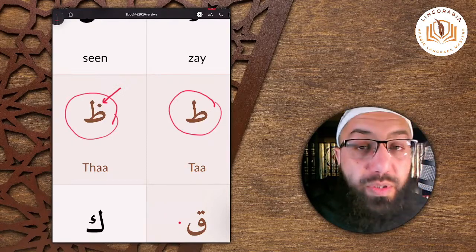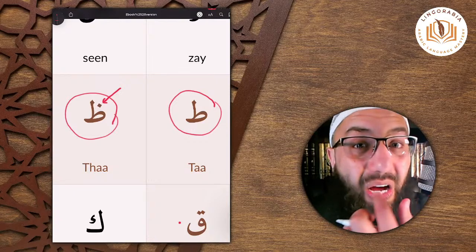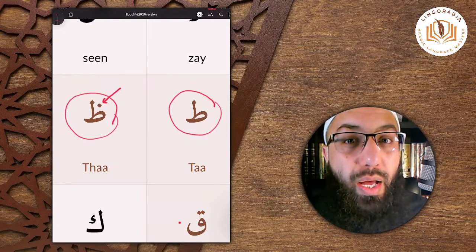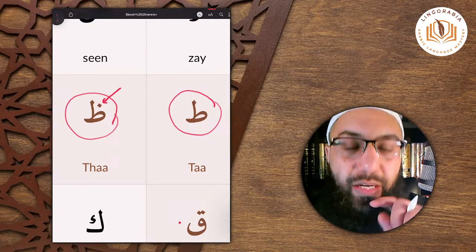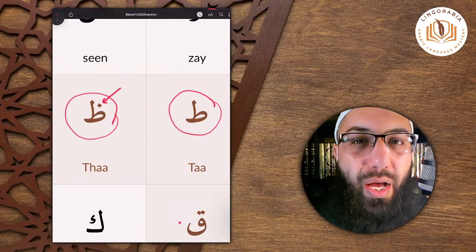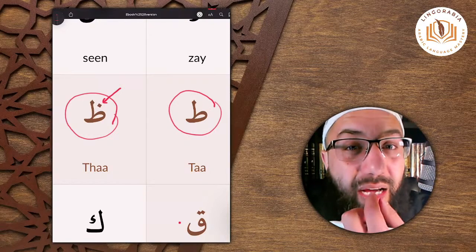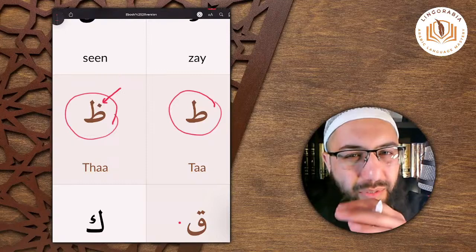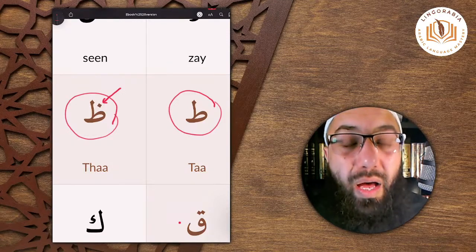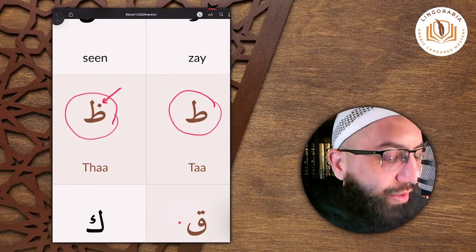So this is how you pronounce the dha. When you pronounce the ta, the tongue is in your mouth, behind your upper teeth. Ta, ta. And when you have the dha, your tongue comes slightly out. It's the same place, but your tongue comes slightly out. Dha, dha. So this is how you pronounce the letter dha.